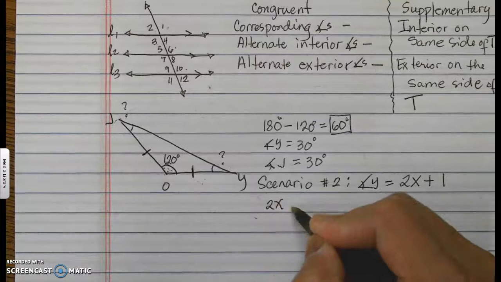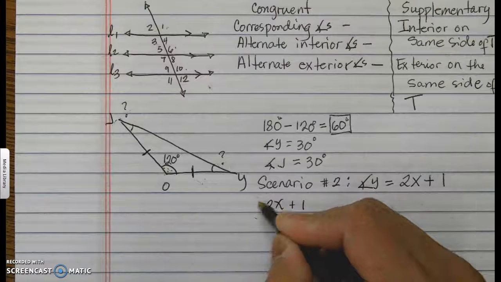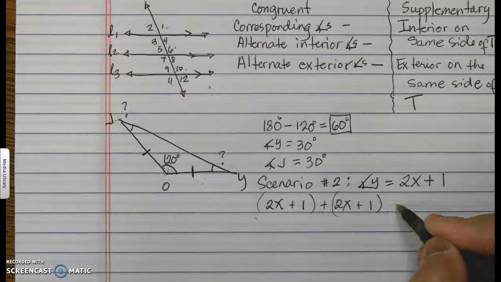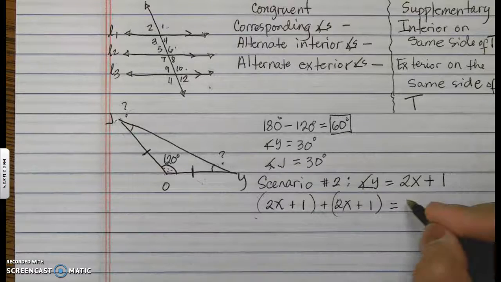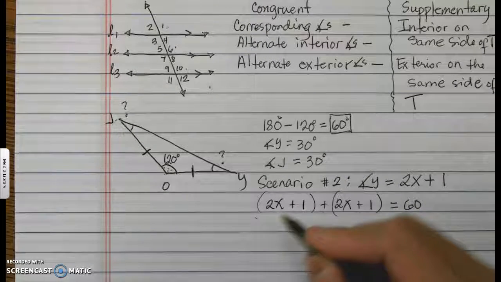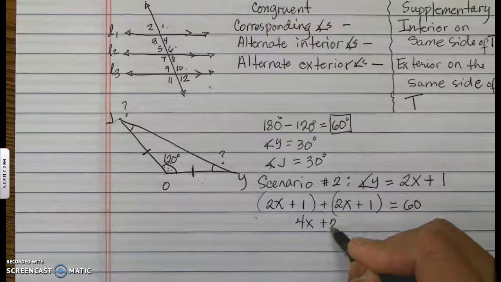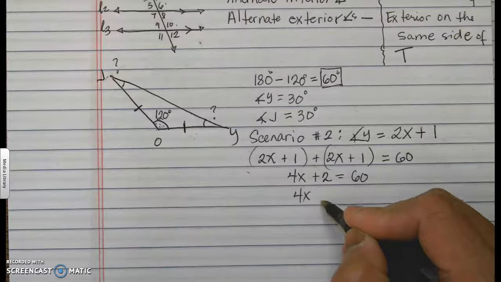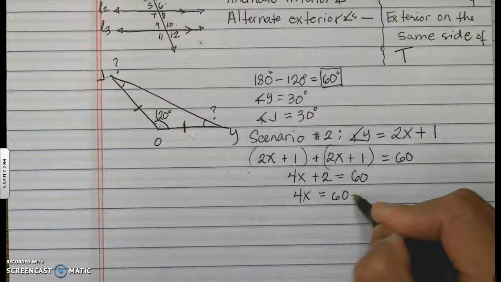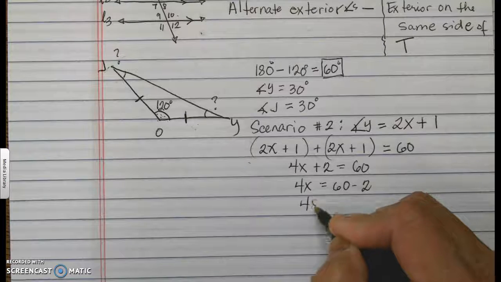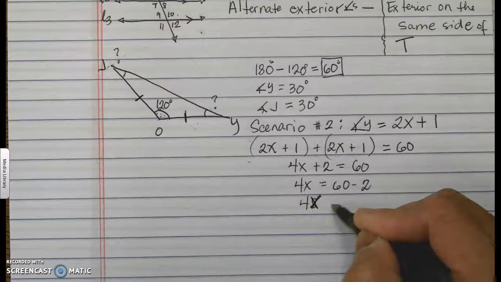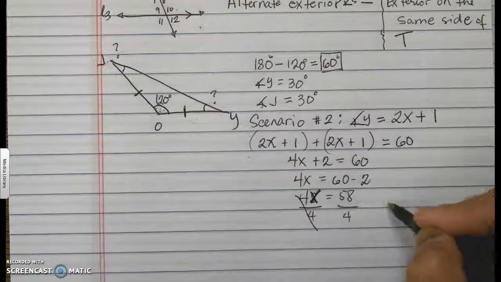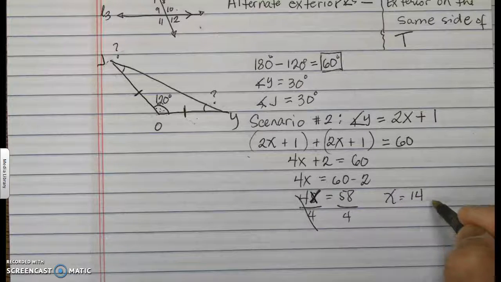The solution here is 2x plus 1 plus 2x plus 1 must total to 60. And you are going to have 4x plus 2 equals 60. And 4x equals 60 minus 2, which will be 4x equals 58. Divide by 4, divide by 4. X is 14.5.